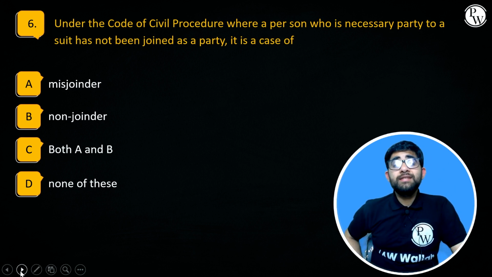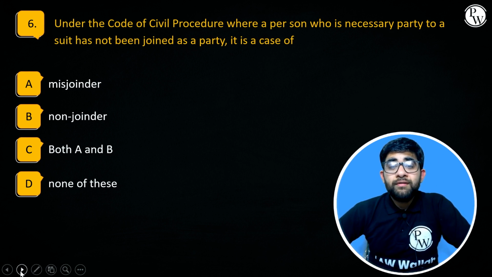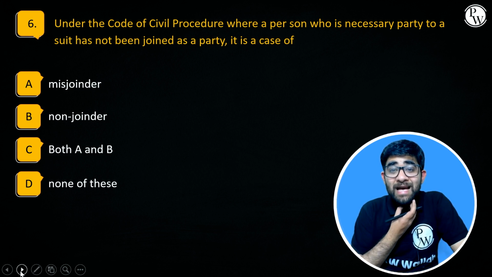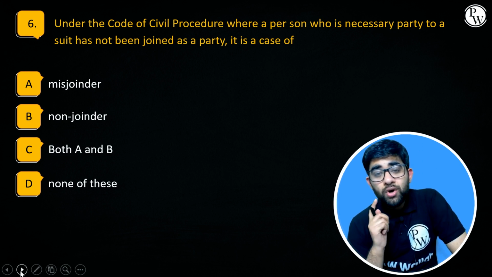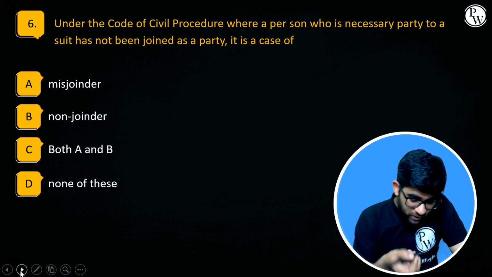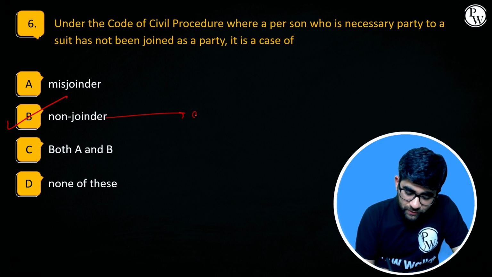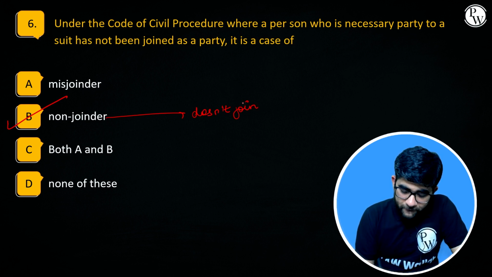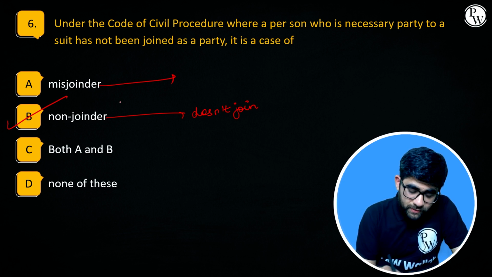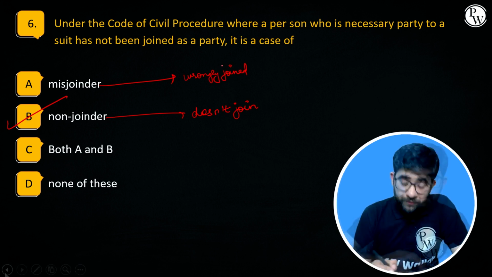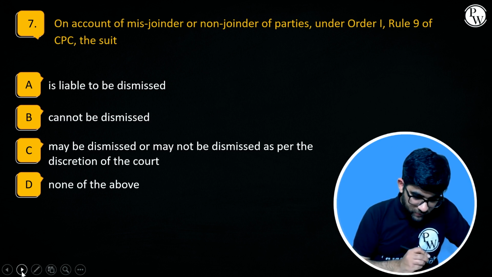Next, sixth: under the Code of Civil Procedure, where a person who is a necessary party to a suit has not been joined as a party, it is a case of misjoinder, non-joinder. It is not joinder, so it shall be non-joinder. Non-joinder means he doesn't join. Misjoinder means wrongly. All right. Next shall be 7.